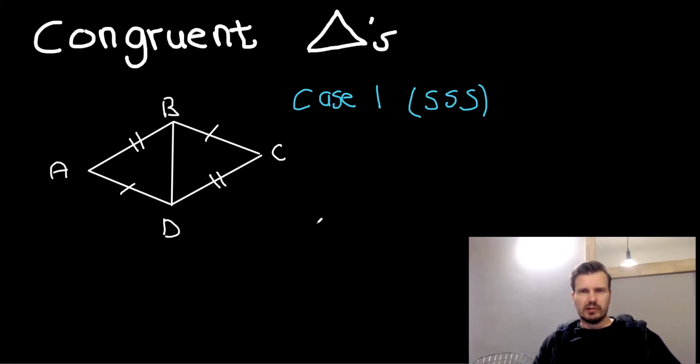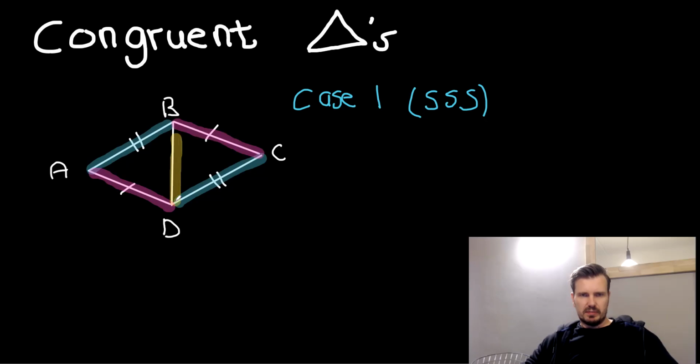Okay, so for congruent triangles, there are 4 different cases. The first one is the most simple, which is just all the sides are the same. So if all the sides are the same, they must be congruent, meaning they're all the same. So if we see that AB lines up, it's the same as DC. And then AD and BC are the same. And then BD is the same.